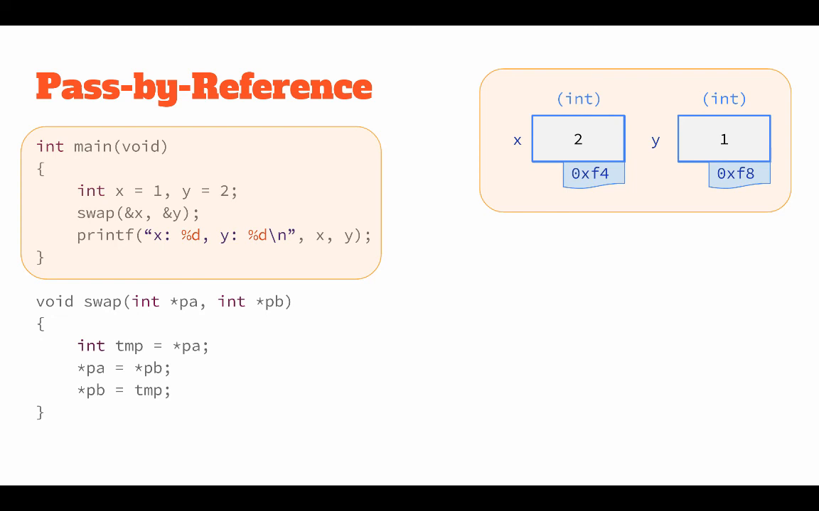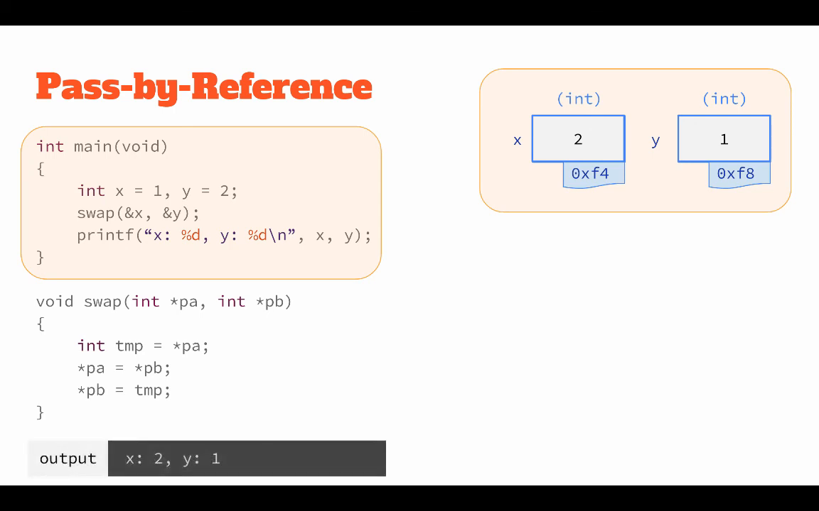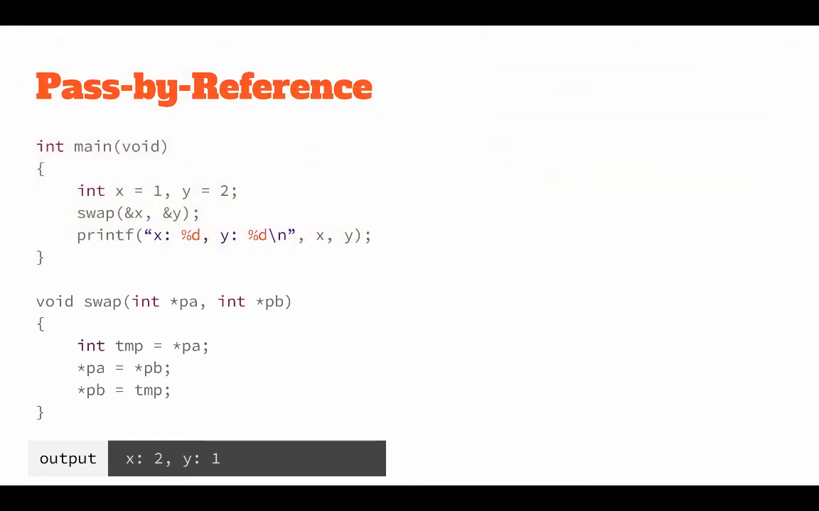So if we look here, when we come back into main on the printf line, this is where we left off, notice that we have actually successfully swapped our x and y variables because we were modifying the memory for those variables all along because we were using references. So the output in this case would be x is 2, y is 1, which is what we would expect from a function called swap. And then when we're done, that memory disappears as well.